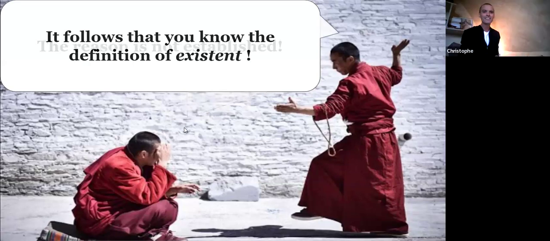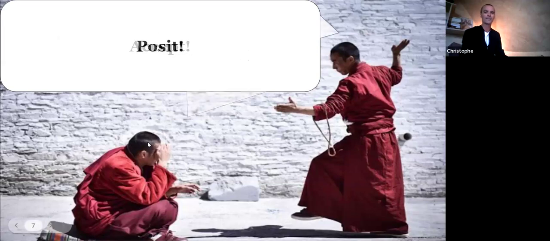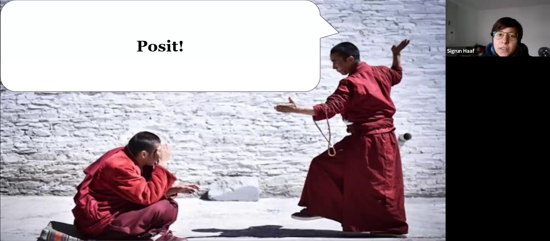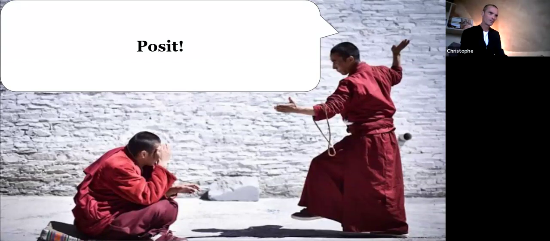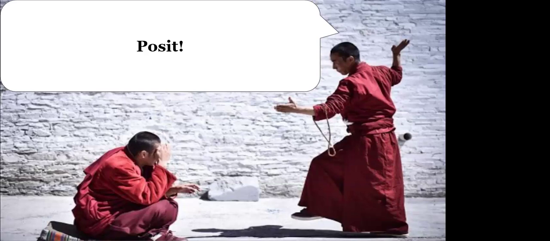Okay. Then, so it follows that you know the definition of existent, of course. Then you accept, of course. Yes, posit. Then what was it, Zinglula? That which is known to a valid cognition. Yes, we could say so. It's very similar. Who has the very, very exact, precise definition of existent? That which is suitable to be known by awareness.